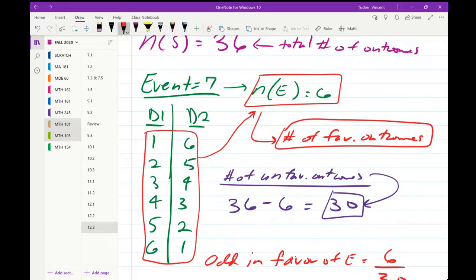All right. So that means the number of unfavorable outcomes would be our sample space, 36, minus 6, the number of favorable. And so the number of unfavorable outcomes would be 30. And then 30 plus 6 would give me my total number of outcomes. But the number of favorable outcomes would be 6. The number of unfavorable outcomes would be 30.